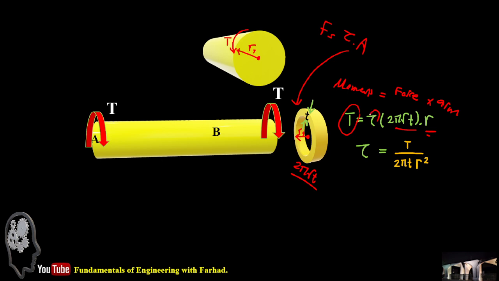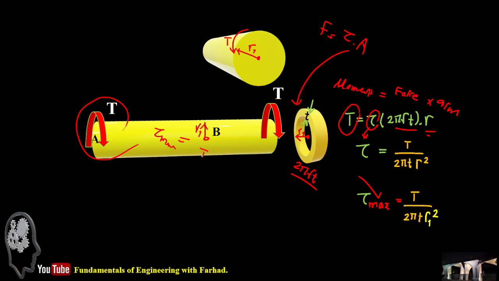Then if you rearrange the equation based on tau, it gives you torsional torque over 2 pi thickness r squared. And definitely tau maximum transfers from the solid shaft, so that's related to the radius of the solid shaft. So that's T over 2 pi R1 squared times t. That's why we use R1 here. We use a general term, then refer to our solid shaft, where the torsion applies or initiates.